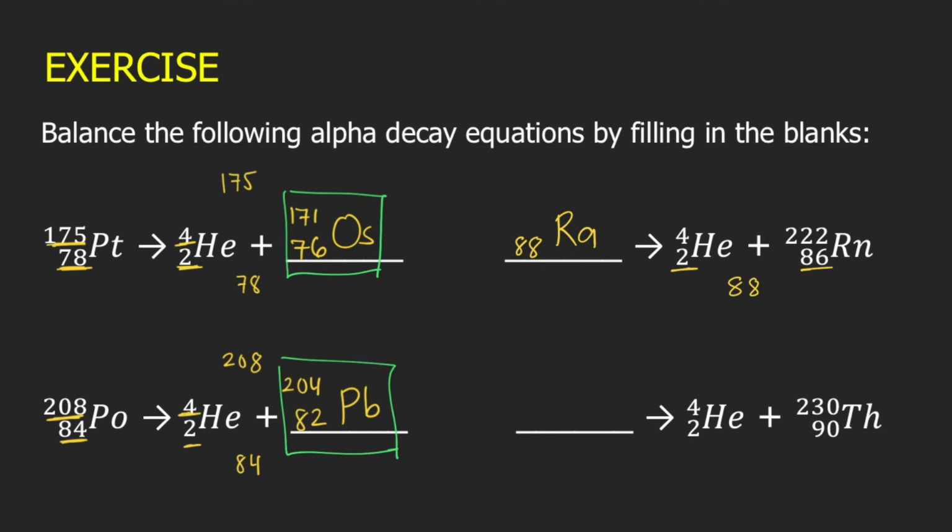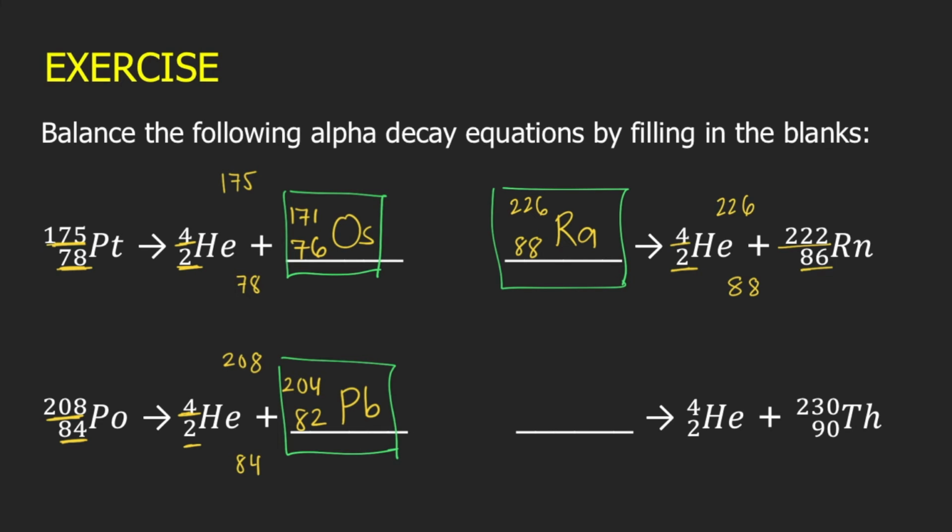How about the mass number? On the right side, we have 4 plus 222. That's 226. So on the left side, you also put 226 to balance. So the answer is radium 226.